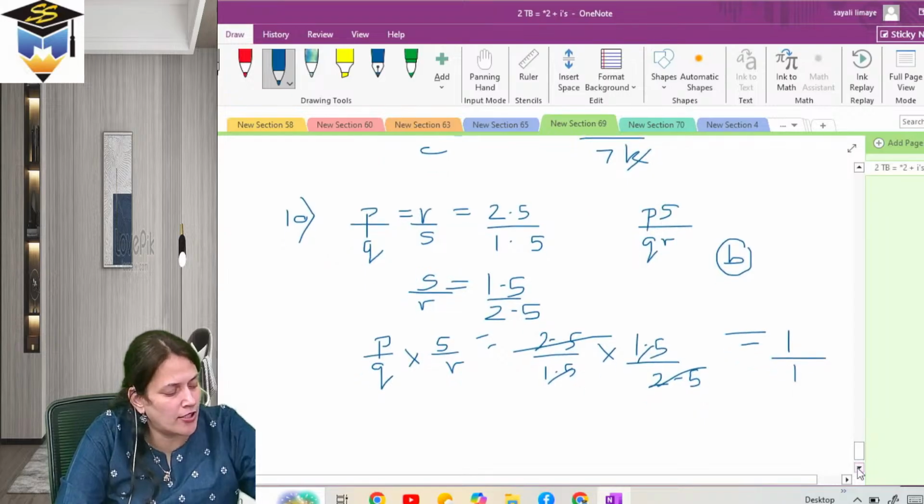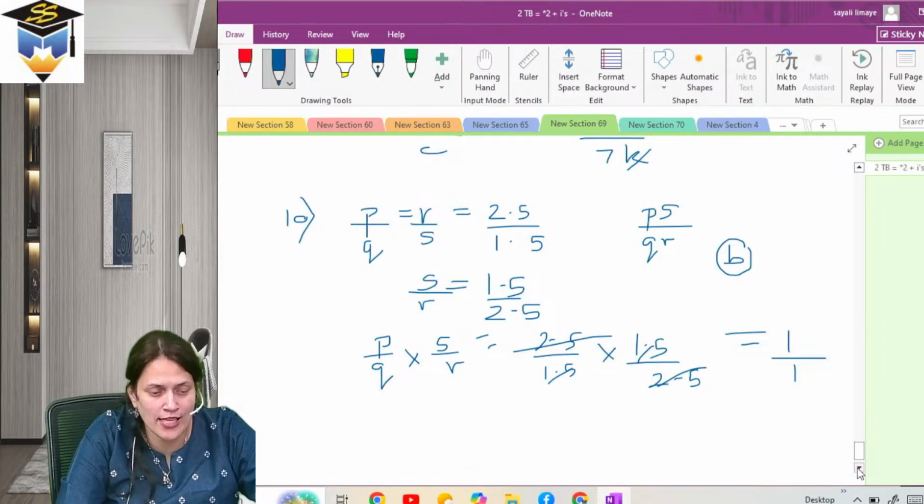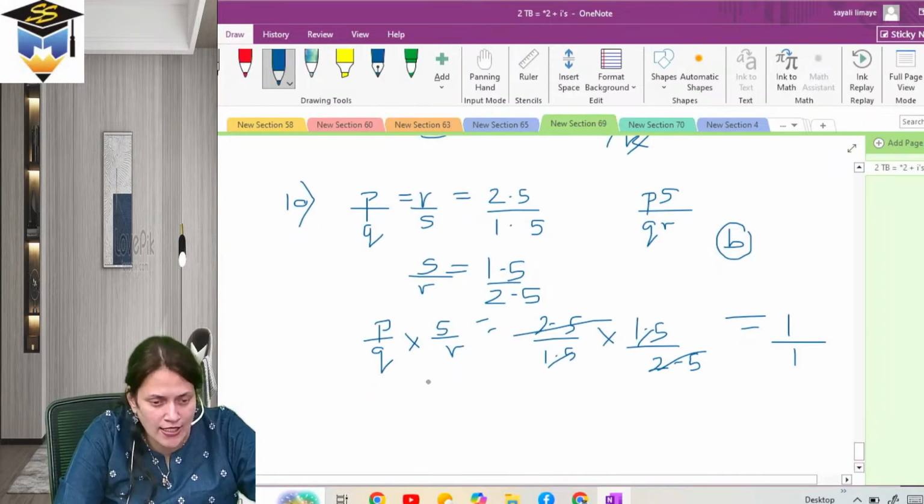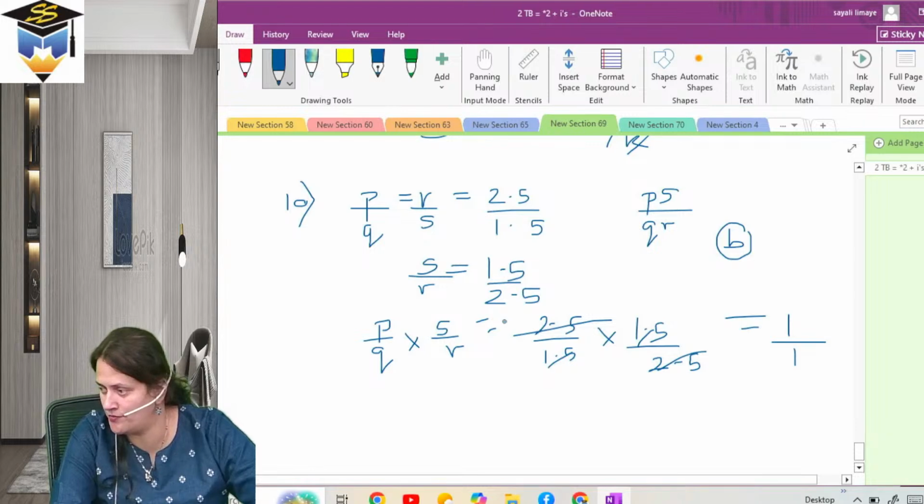So K method, whenever such type of sums come, you have to find out the values, at that time use the K method. Otherwise you can use this method.